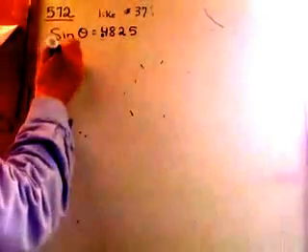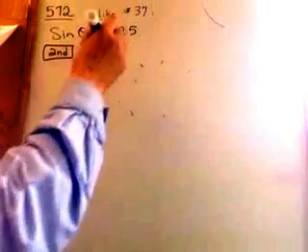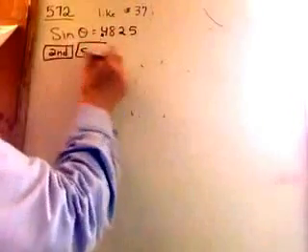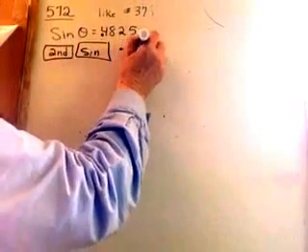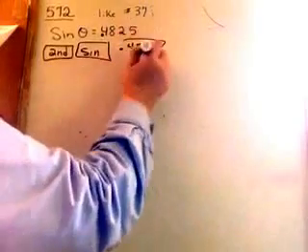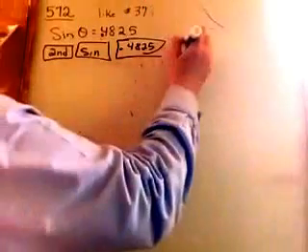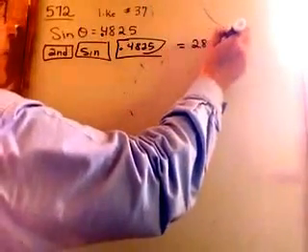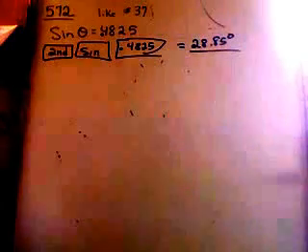So again, you use the second button, and then the sine button, and then you're going to type in 0.4825, and when you do that, use your calculator, you're going to get 28.848, so round that to 4 digits, so 28.85. So that equals 28.85 degrees.